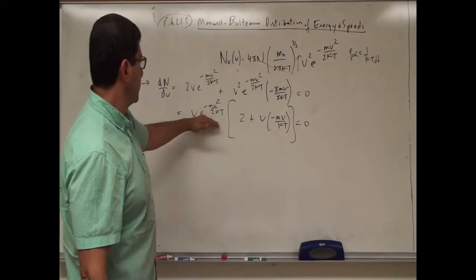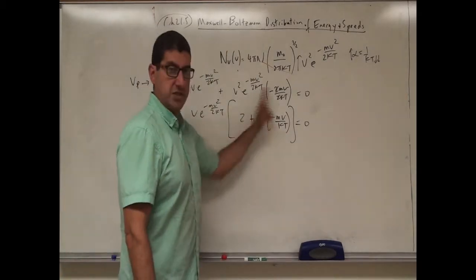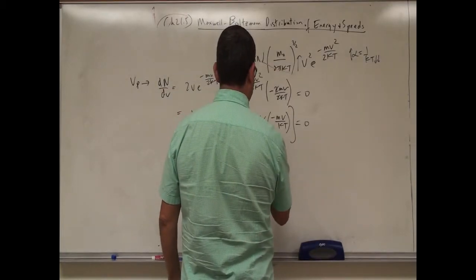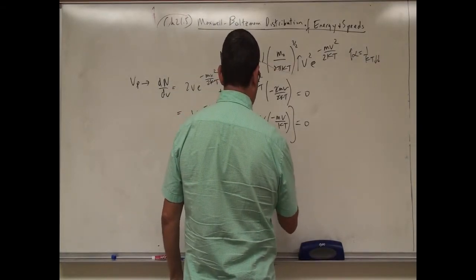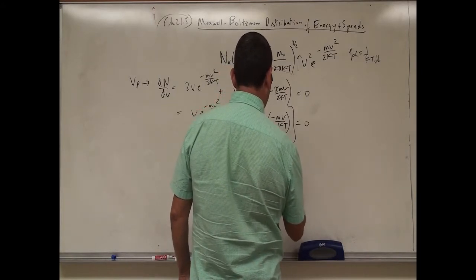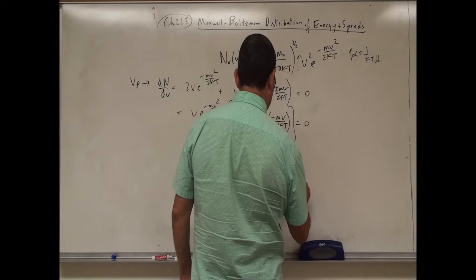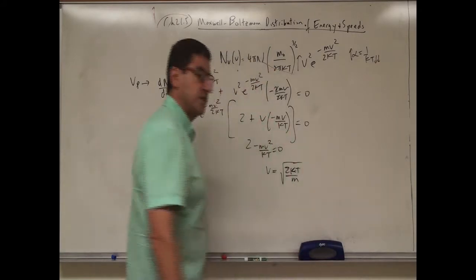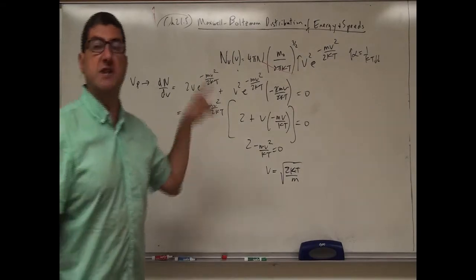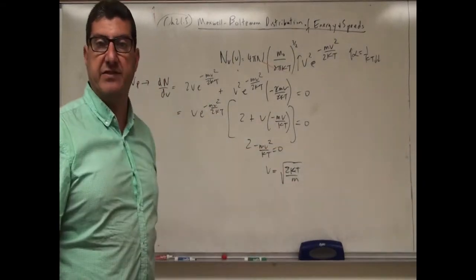So of course, this one we don't worry about, make sure that this is 0, right? So then you have here 2 minus mv squared over kt is equal to 0. V is equal to the square root of 2kt over m. This is the value of the most probable speed. In other words, most of the particles are traveling at this speed.